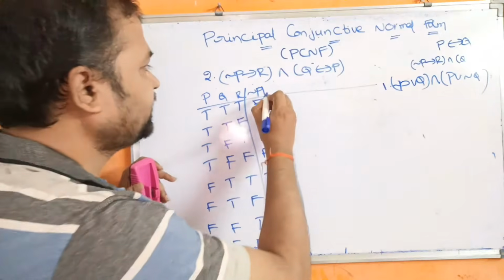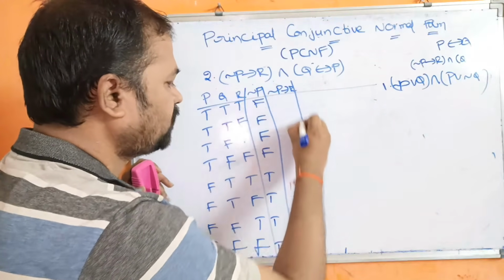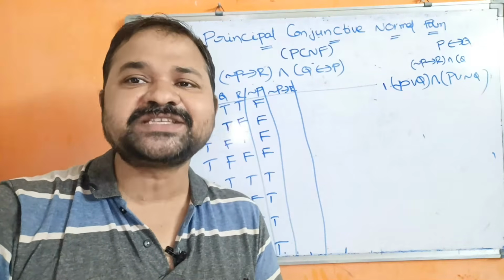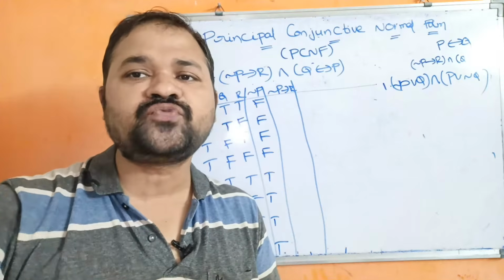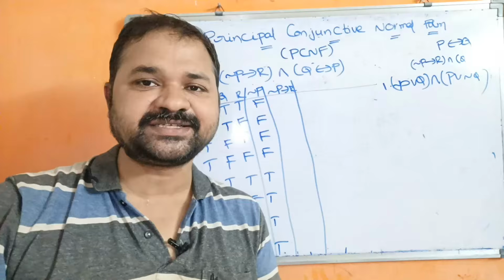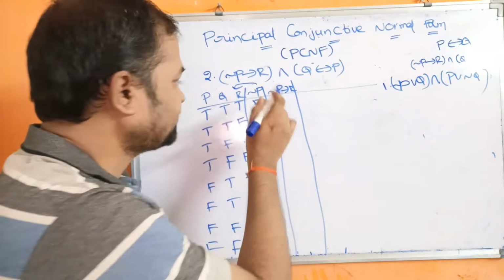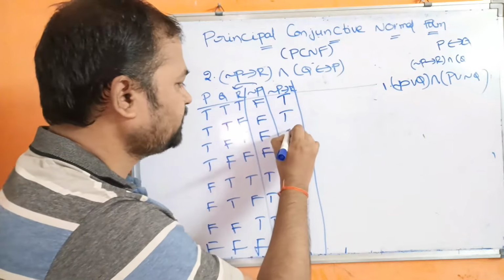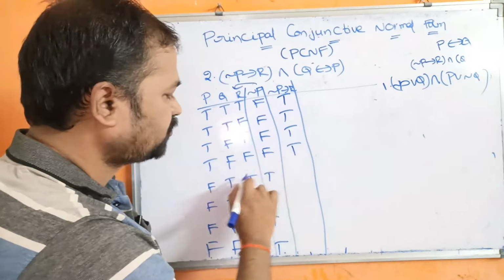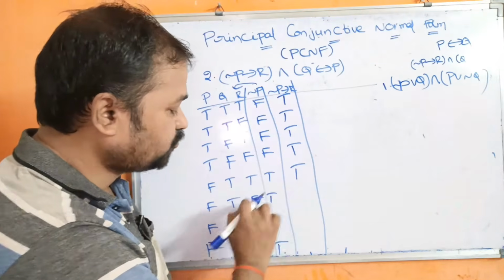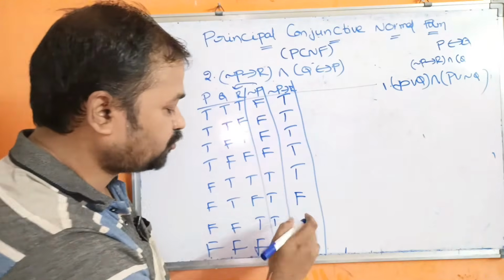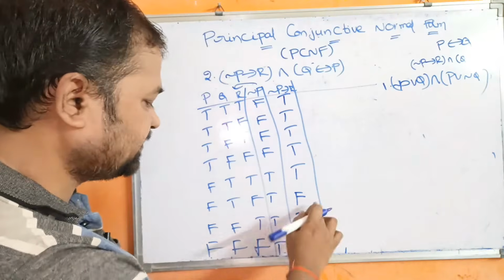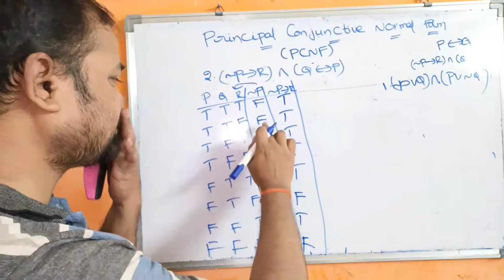Next we need to compute negation P conditional R. What is conditional? When the first is true and the second is false, the result is false. Otherwise the result is true. So true false means false. In the remaining cases the result is true. So false true means true, false false means true, false true means true, false false means true, true true means true. Here we have true false, which returns false. True true means true. True false means false. Remaining combinations, the result is true.